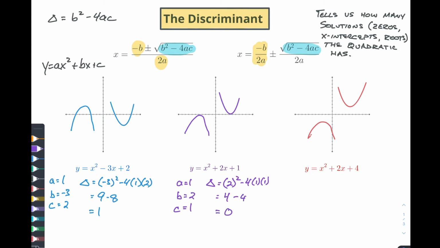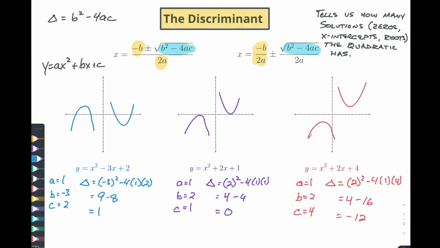And we end up with a result of 0. And then finally, with our red equation, we have a is equal to 1, b is equal to 2, and c is equal to 4. So the discriminant in this case is going to be b squared, 2 squared, minus 4 times a times c. So we've got 4 minus 16, or -12.